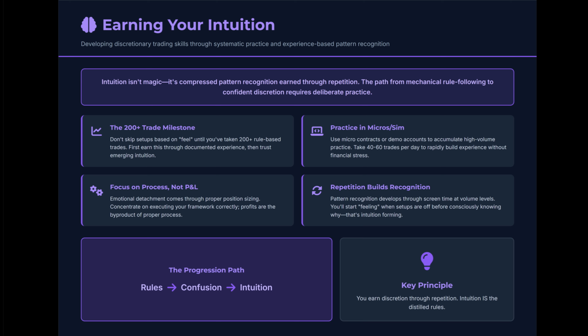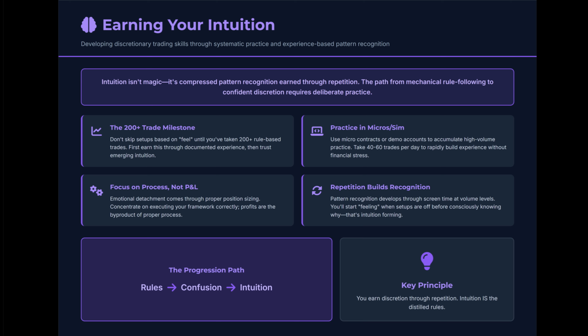Principle 1. The 200-plus trade milestone. Don't skip setups based on feel until you've taken 200-plus rule-based trades. First, earn discretion through documented experience, then trust emerging intuition. This is the hard truth that most traders don't want to hear. You cannot trust your intuition until you've built a statistical foundation through mechanical rule following.